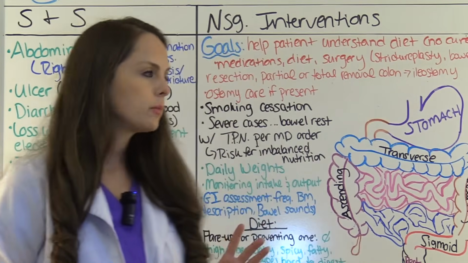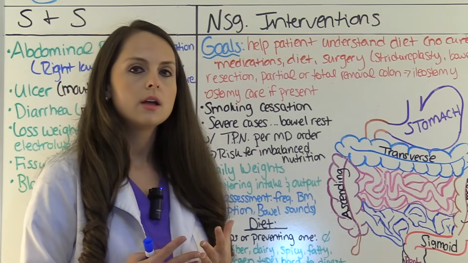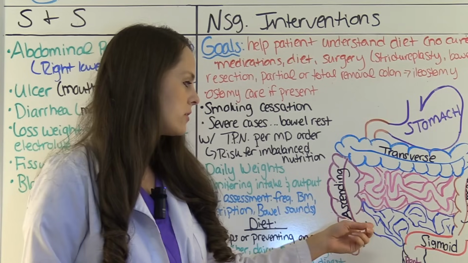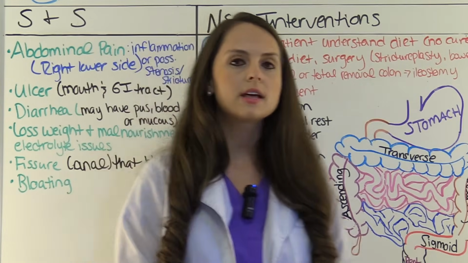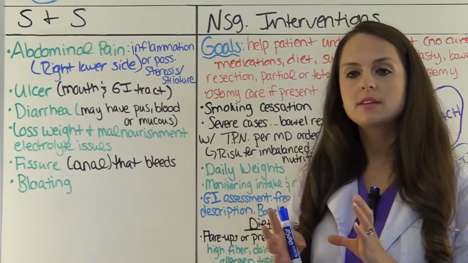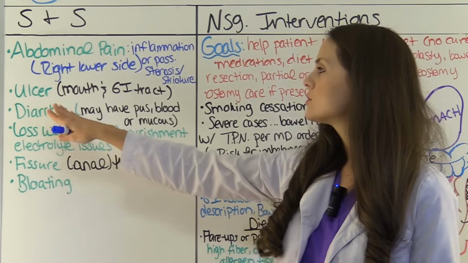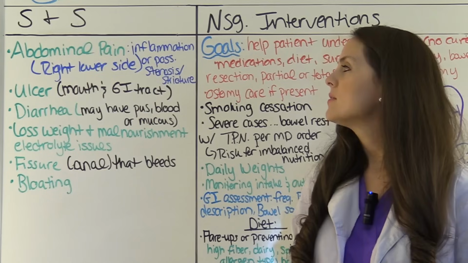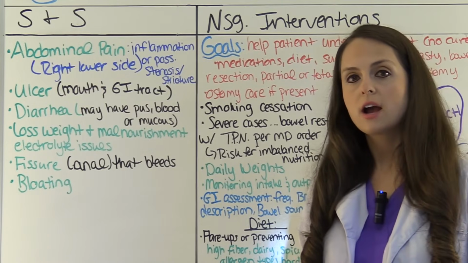And why? Well, remember we said that Crohn's, a lot of patients have it in the terminal ileum. So that is down in the right lower part of your abdomen. So it'd be about right there. So that's why they're complaining of abdominal pain there, because that's where most of the disease is at and the massive inflammation is located. Ulcers, they will have them in their mouth. Some patients have them there or in the GI tract.